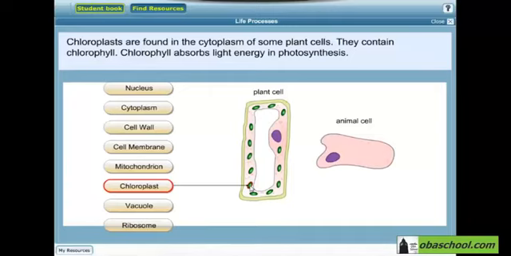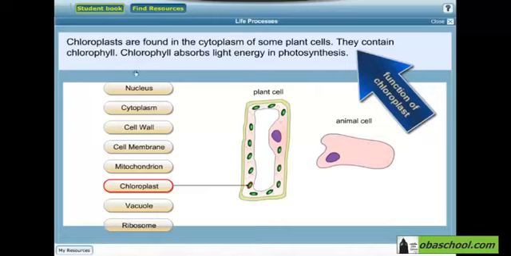Chloroplasts are found in the cytoplasm of some plant cells. They are not found in all plant cells. A good way to remember this is that, for example, we have red roses. The red roses have green stems and green leaves. So, there are chloroplasts inside the plant cells that are in the stem and in the leaves. As for the rose petals that are colored red, these do not have chloroplasts, or else they would look green.